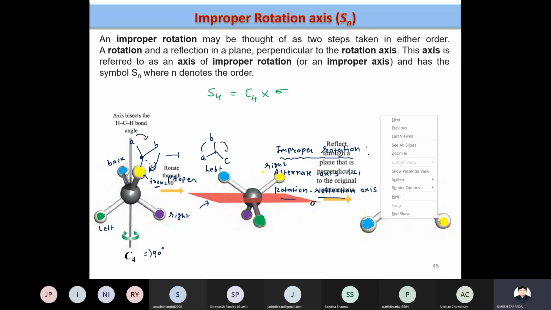So this entire process where two processes you have carried out, first one is rotation about a particular axis followed by reflection. This combined process is called improper rotation. Sir, can you show this in the figure? Yes, the C4 axis that I have drawn here, look at this, it is nothing but S4.